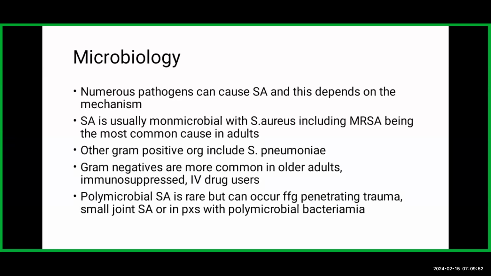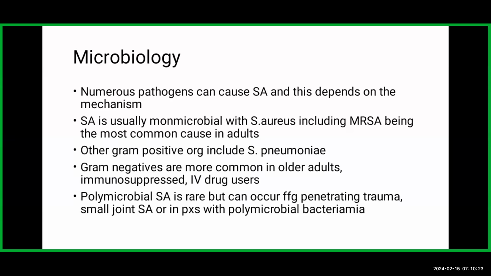So for the microbiology, numerous pathogens can cause septic arthritis, and this actually depends on the mechanism, just like we saw that it's most commonly Staph aureus from hematogenous spread, and it's usually monomicrobial. And then methicillin-resistant Staph aureus is now the most common cause in adults. Other gram-positive organisms can also cause septic arthritis like Streptococcus pneumoniae.